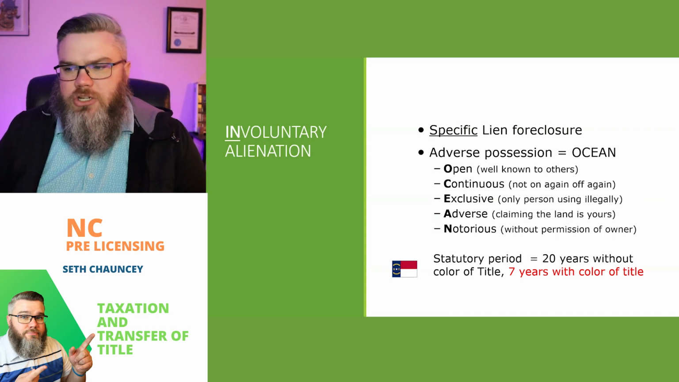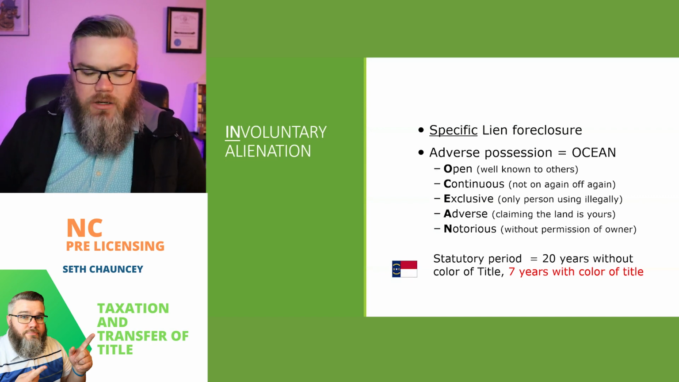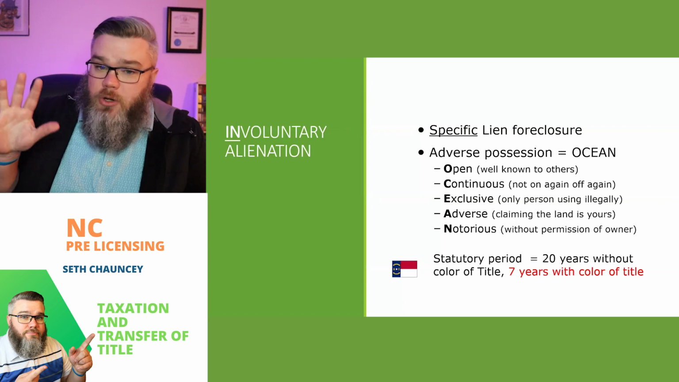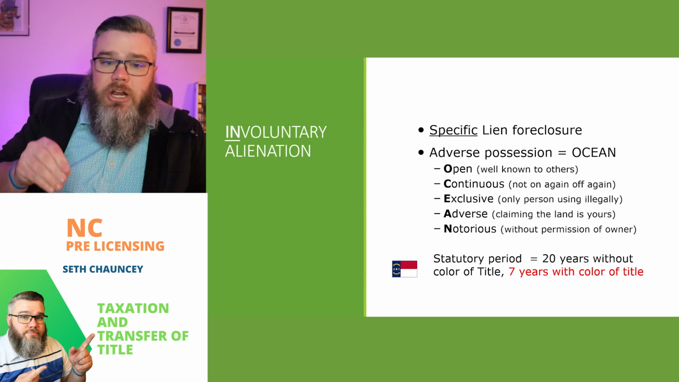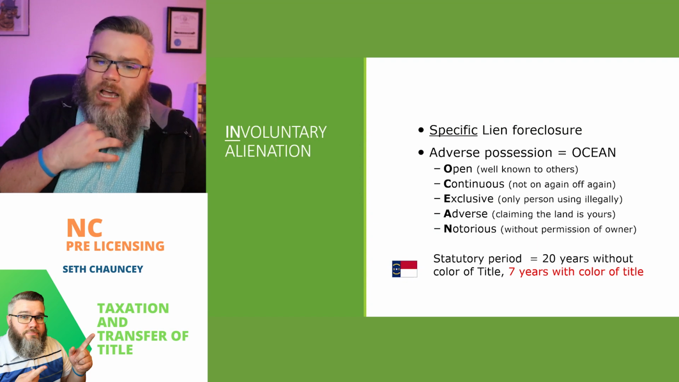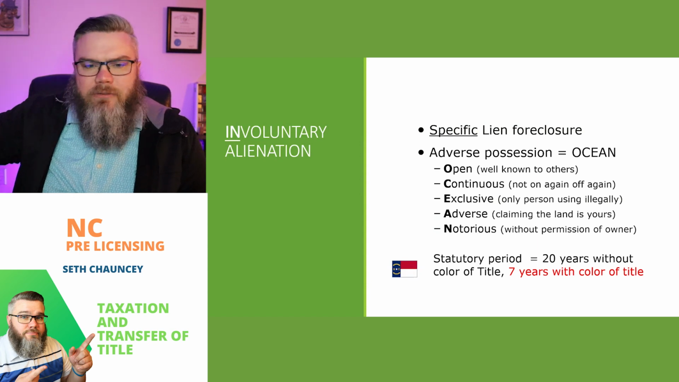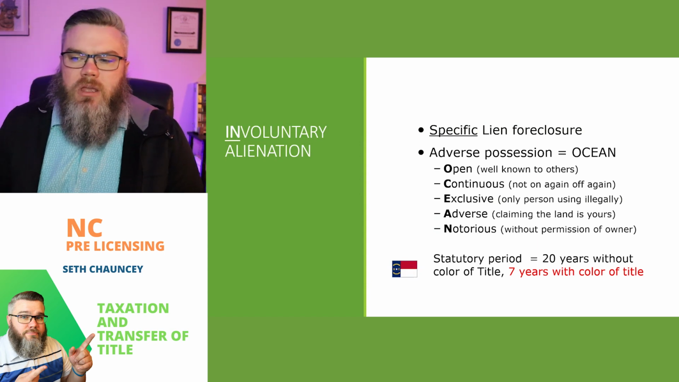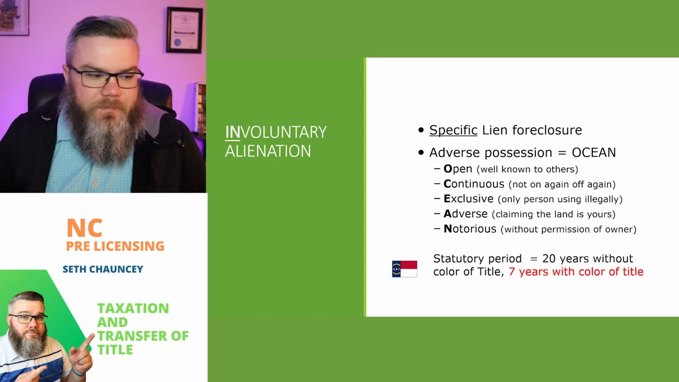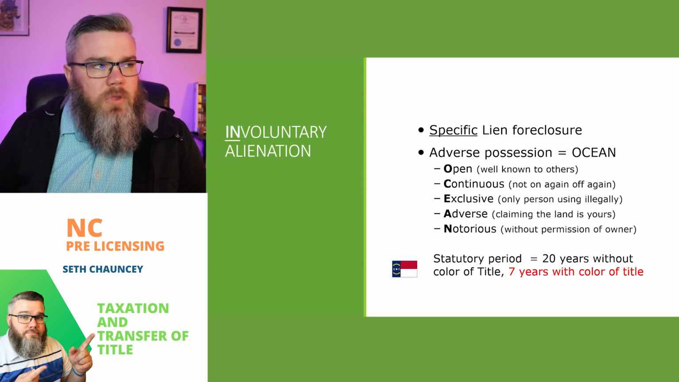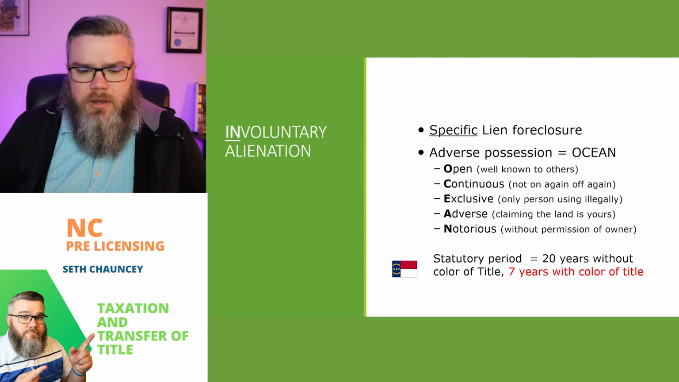Let me give you one more explanation of this last piece, this color of title. It is 20 years in North Carolina. Now, that's not a universal thing. Involuntary alienation is something that you will absolutely see on the national test, but they shouldn't ask you about the years on the state or the national side because every state has different timings on it. A lot of states it's 20 years, but not all. But let me give you an example of this, or the color of title piece.